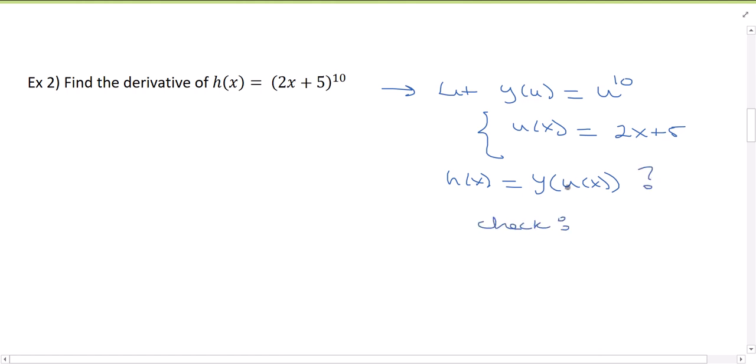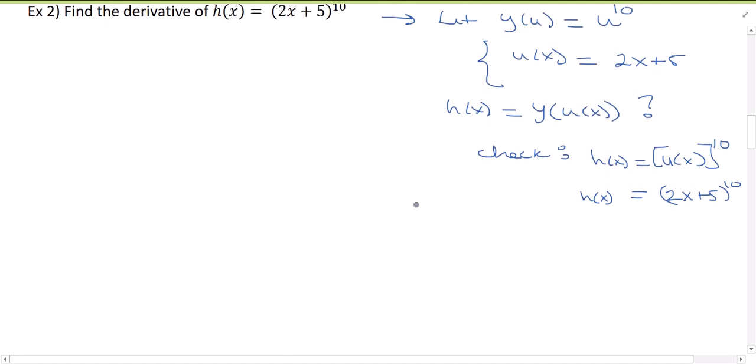When you find a composition, y is u to the 10th, so everywhere you see a u, you're going to plug in your u of x. So then h of x is u of x to the 10th power. But u of x is 2x plus 5. So this is 2x plus 5 to the 10th. So that's how we're essentially going backwards. We have this function, we're trying to see what was composed in order to get that.